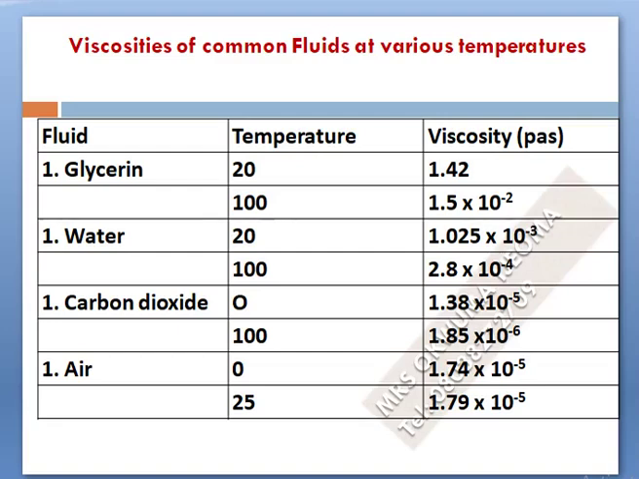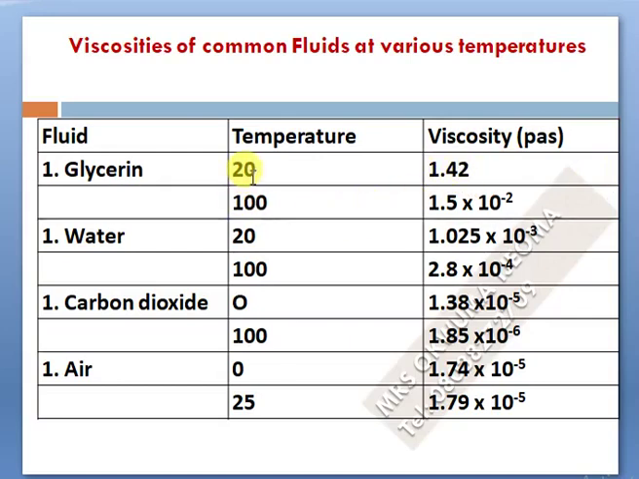Now, from our explanation, let's look at this table. Viscosities of common fluids at various what? Temperatures. Now we look at some fluids, look at their temperature and their what? Viscosity. Now we are looking at the first fluid, glycerin, just like your engine oil. This one is talking about liquid now. When the temperature of this glycerin is 20, the temperature is low. Viscosity is what? High, 1.42.